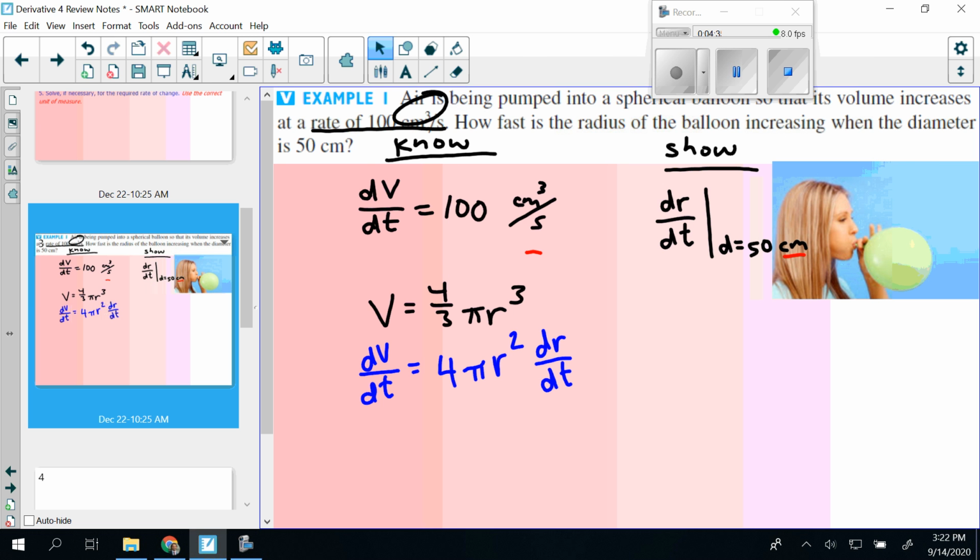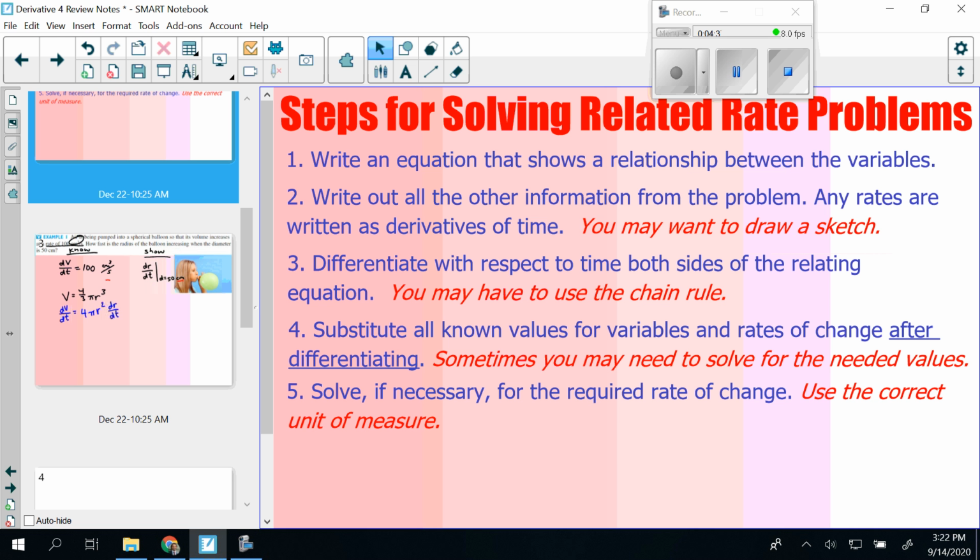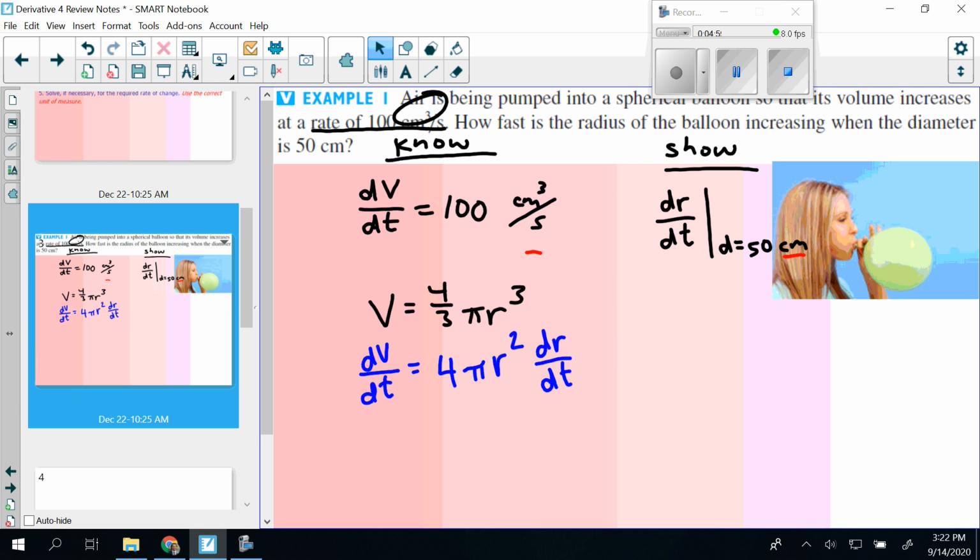Next step. Substitute all known values for variables and rates of change after we have done that differentiating. So this is where we now plug in values. Sometimes you may have to solve for needed values if you don't have a direct substitution. There's probably a way to find it out with some of the other information that's given. So what can we fill in here? Well, we know dV/dt is 100, so let's substitute that in.